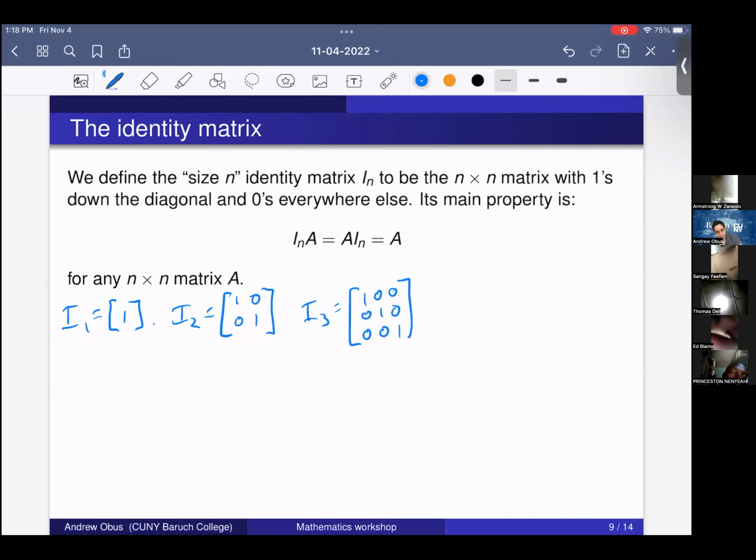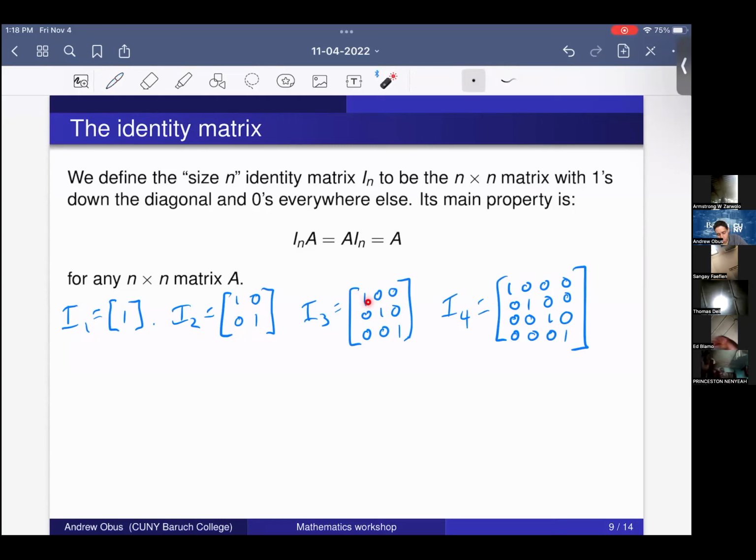Right, and I'll write one more. I_4 is going to be 1, 0, 0, 0, 0, 1, 0, 0, 0, 0, 1, 0, and 0, 0, 0, 1. Each one, and you have this for every size. The point is you have the ones down the diagonal from the upper left to the lower right, and then every other entry is a 0. Okay, so this is a special matrix called the identity matrix. It's the size n identity matrix. And we have it for 4, but you could do it for 5 and 6, whatever you want.